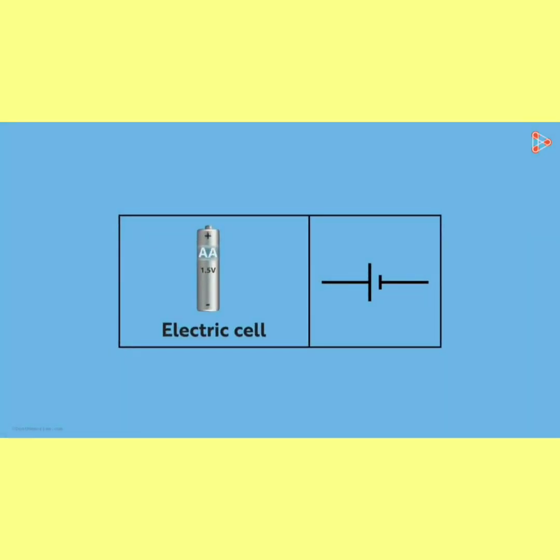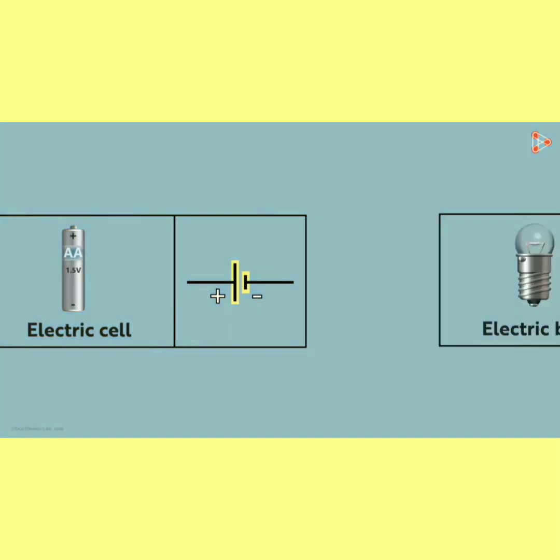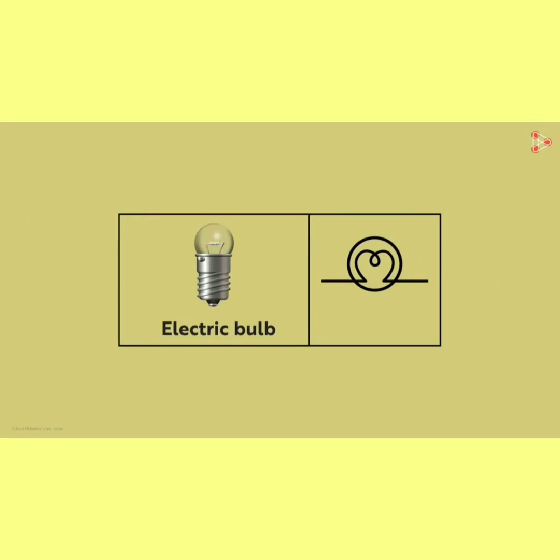This is a symbol representing a battery, which is a 1.5 volt cell. This bigger line represents the positive terminal and the small one represents the negative terminal. This symbol is used for the bulb connected in the circuit. It is just a W written upside down in this way and enclosed in a circle.